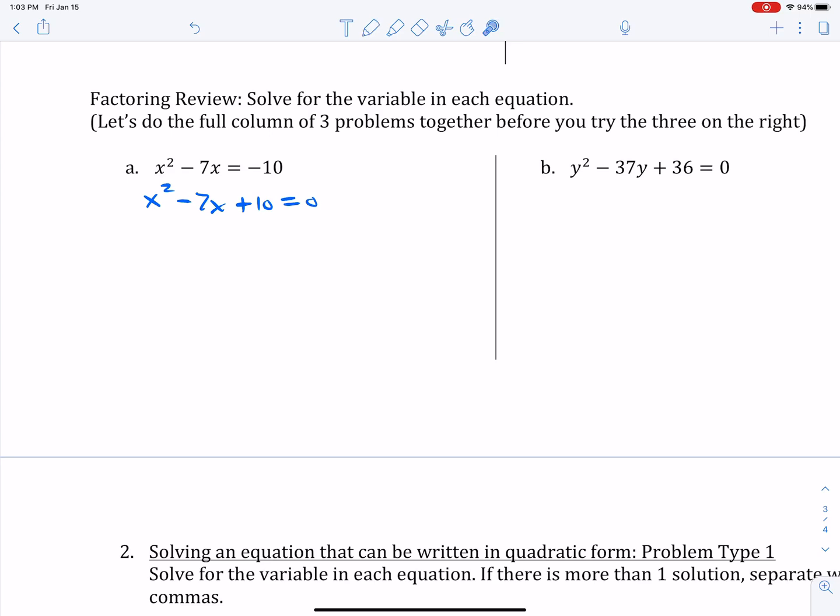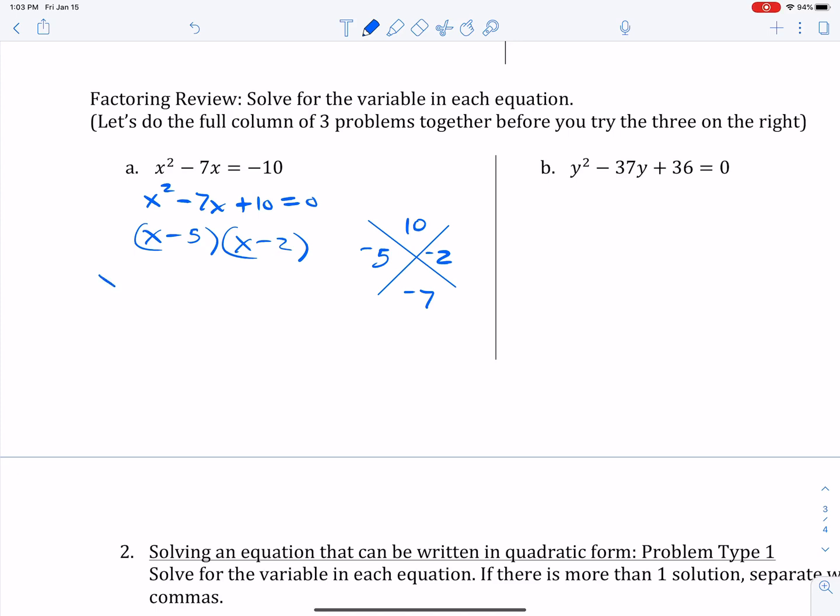I noticed that my leading coefficient is 1, so I could do my x here. And this should look familiar. My c is 10, and my b is negative 7. So I want to have 5 times 2. Well, these both need to be negative. So I have x minus 5, x minus 2.